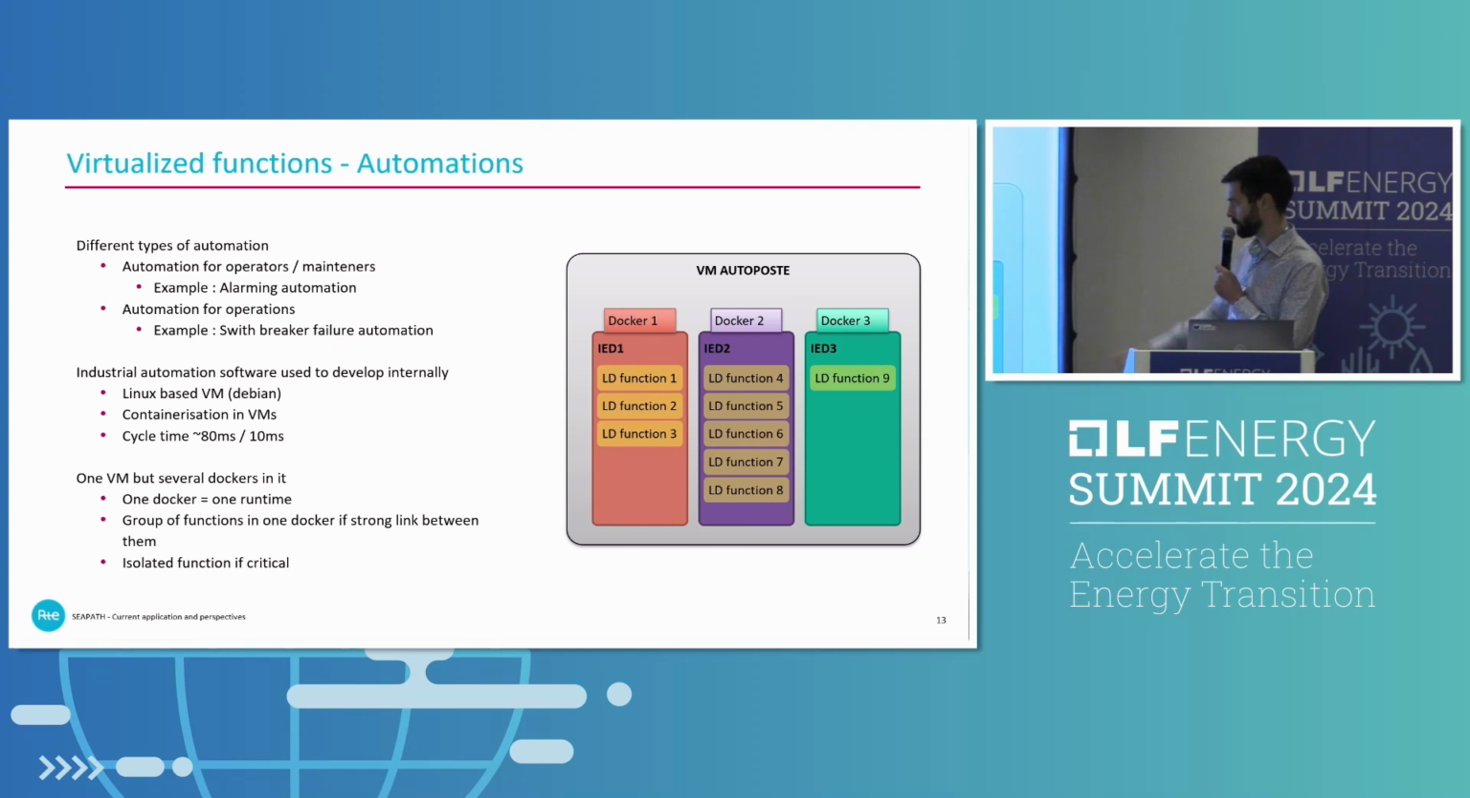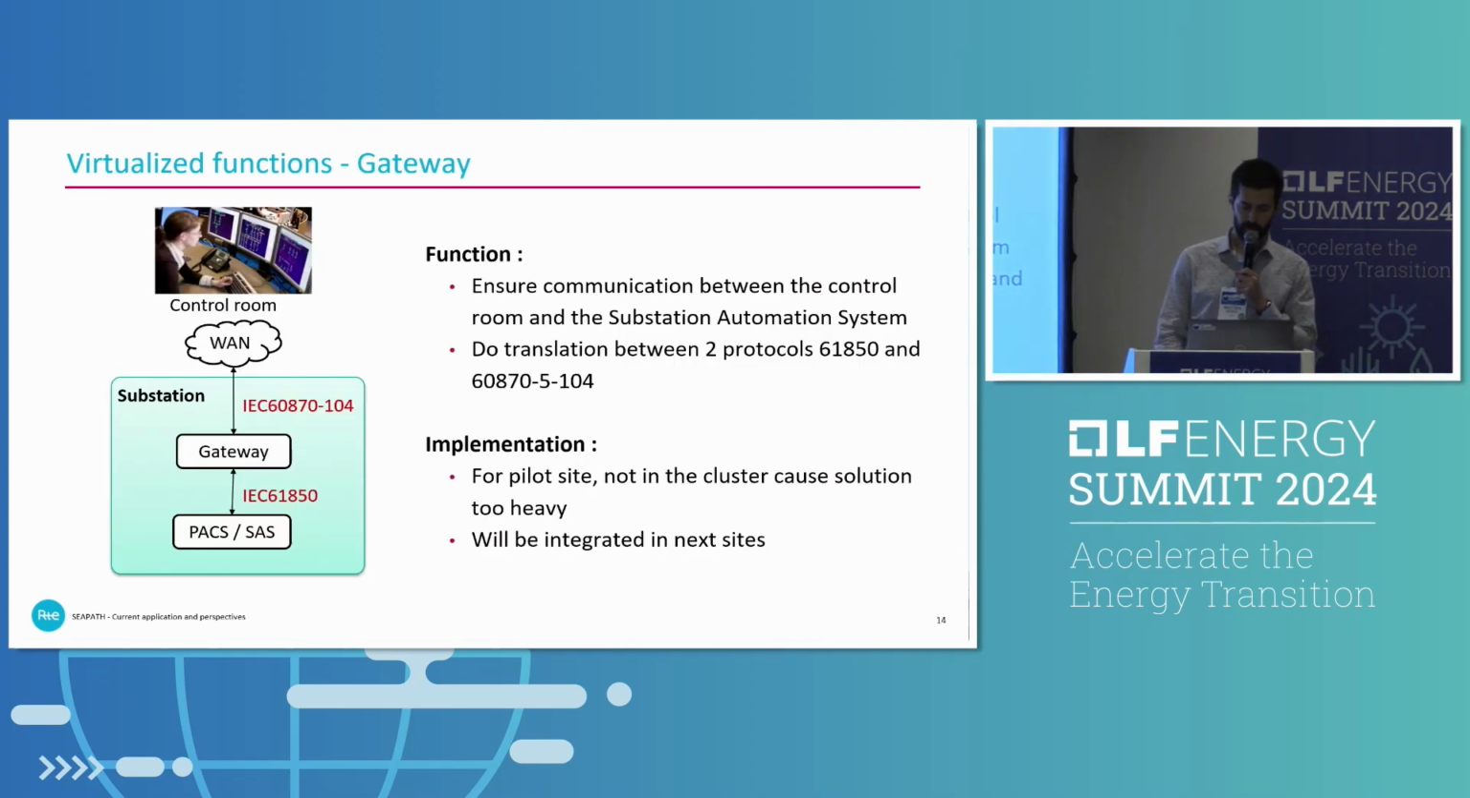If the function is critical, we isolate it in a Docker. If a function needs to have an interface with others, we group them in another Docker, so we can do basically what we want. And the last function we virtualized, actually for the pilot site it's not the case, but it will be for the next ones, is the gateway. The gateway is only something that translates between two protocols: the 61850, which is the protocol used inside the substation, and to communicate with the control rooms we use the 104 protocol.